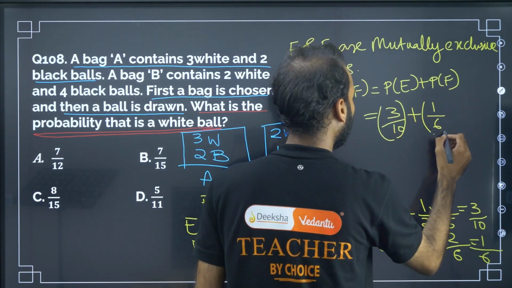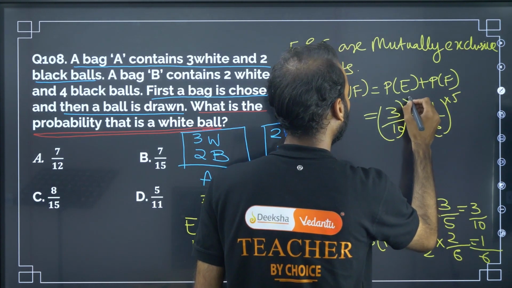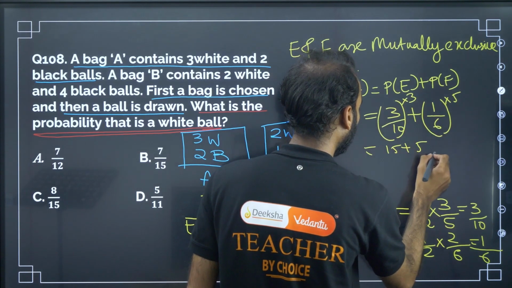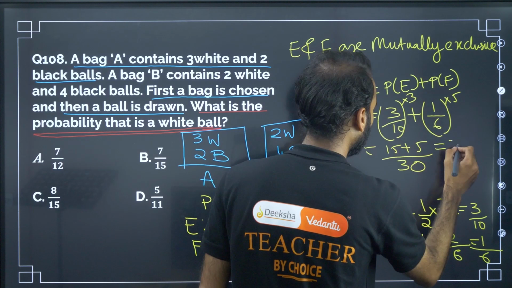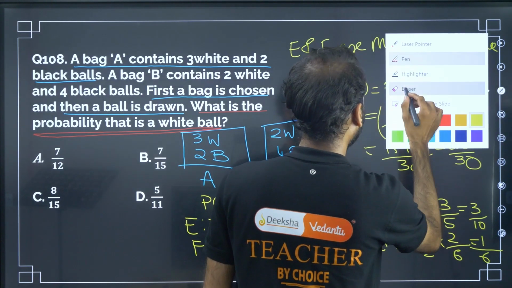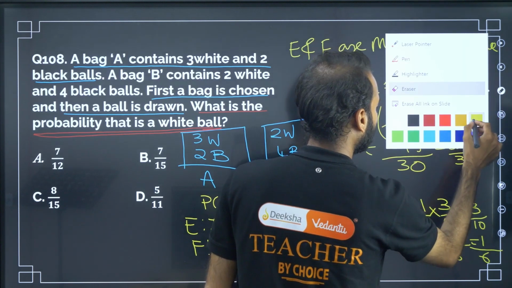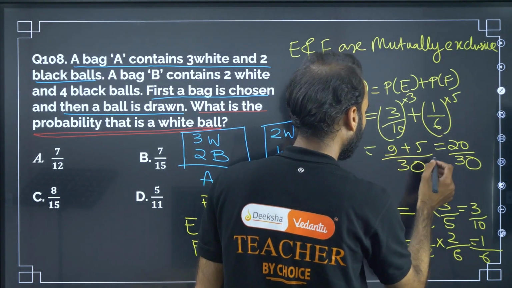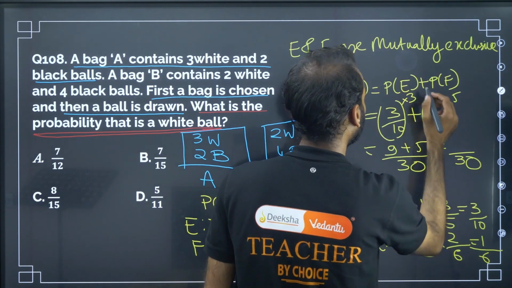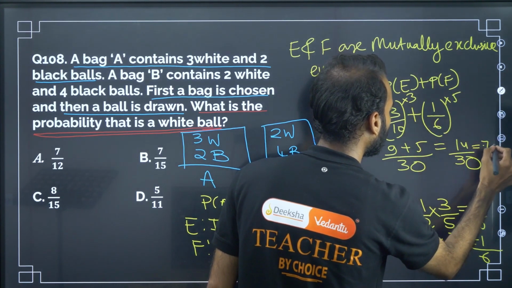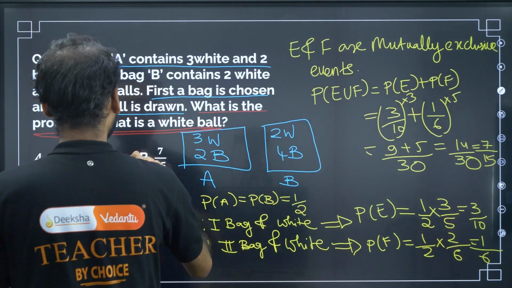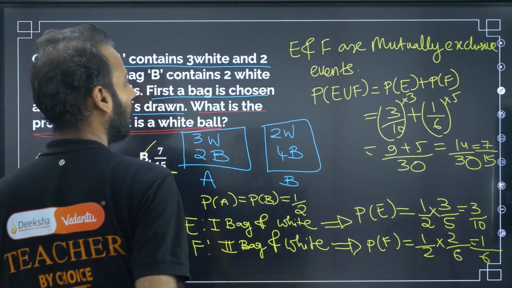So if I multiply this with 5 and this with 3, this will be 15 plus 5 by 30. So this is 9 plus 5, 14. So this will be 14 by 30, which is equal to 7 by 15. Is there any option 7 by 15? B is the answer. Moving on to next question.